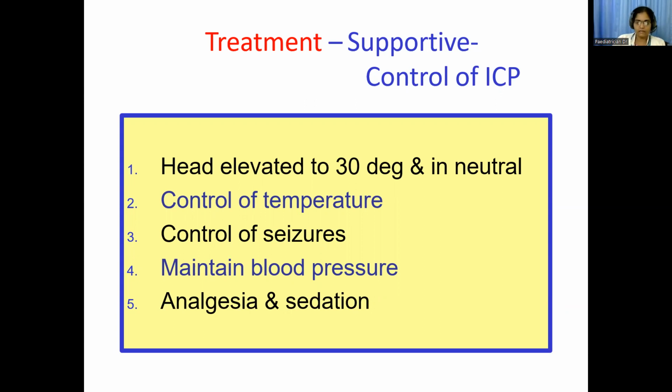Next, you control the temperature, because temperature maintenance is another important vital. Control the seizures, because every time the child is having seizures, there is possibility of raised intracranial tension. Maintain the blood pressure. Always give analgesia and sedation if the child is irritable. It's very important because too much pain and irritability also increases the intracranial tension.